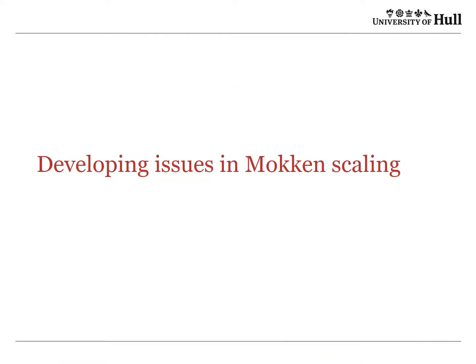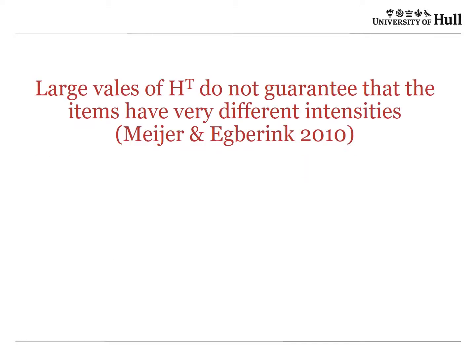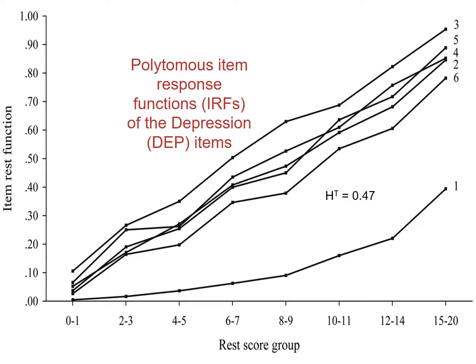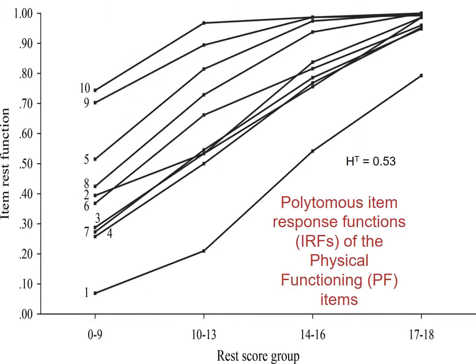So finally, some developing issues in Mokken scaling. One of these is that large values of HT, which is a measure of the accuracy of invariant item ordering, don't guarantee that items do have different intensities or are actually showing invariant item ordering. An example of that is this very high HT here, and that's being caused by that single item that's lying far away from the rest. And that's observed in several subscales of this personality scale.